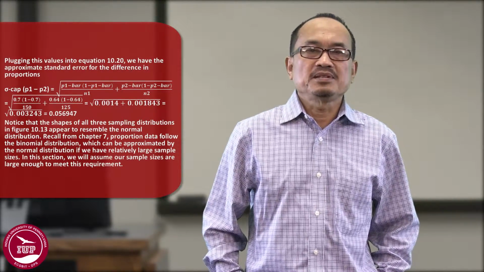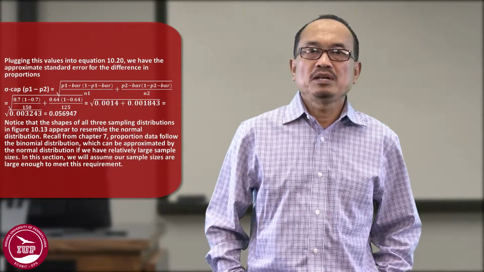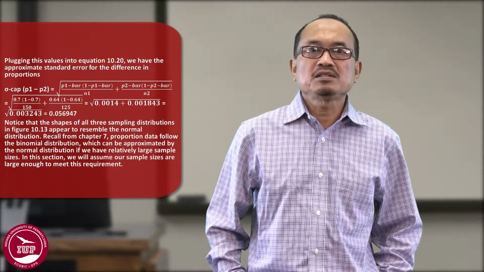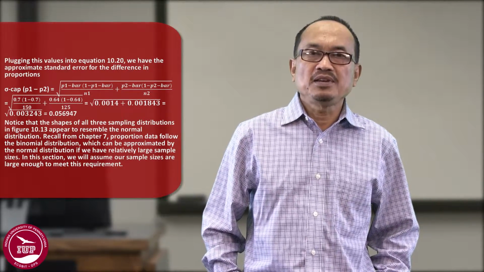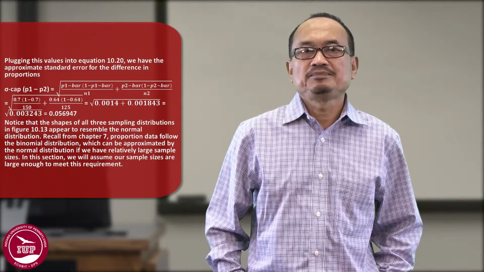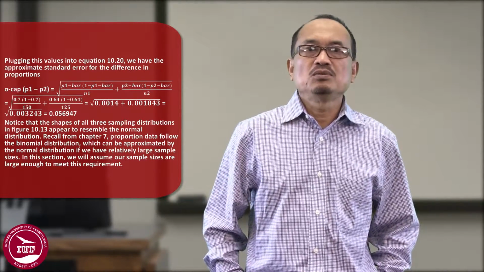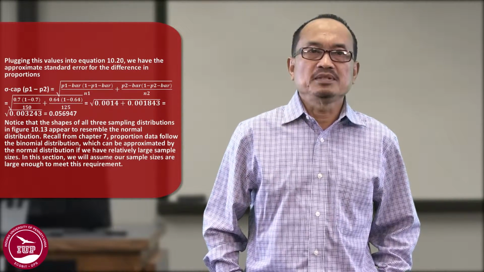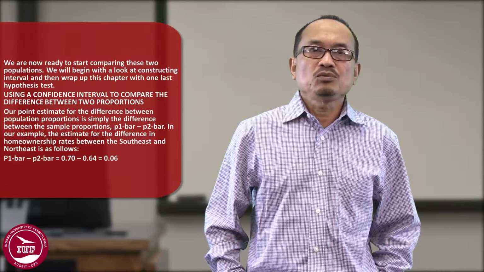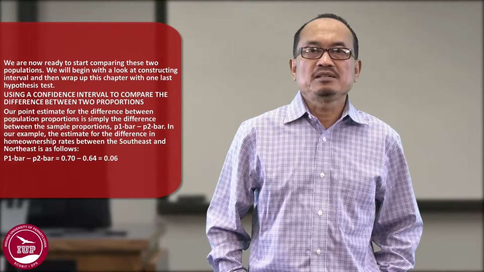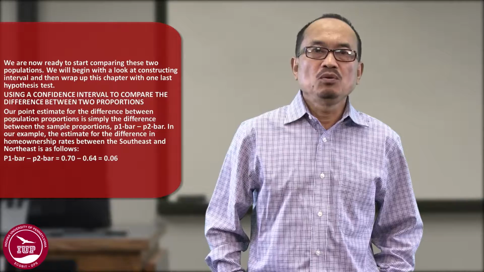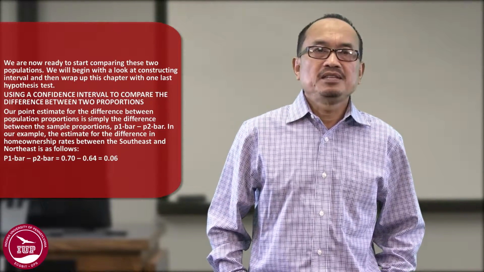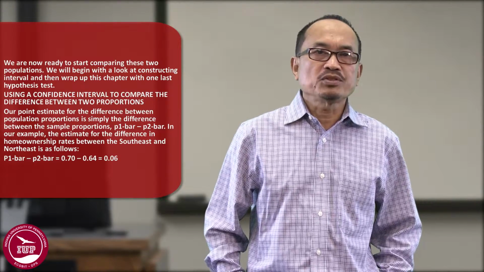Notice that the shape of all three sampling distributions in figure 10.13 appears to resemble the normal distribution. Recall from chapter 7, proportion data follow the binomial distribution, which can be approximated by the normal distribution if we have a relatively large sample size. In this section, we will assume our sample sizes are large enough to meet this requirement. We are now ready to start comparing these two populations. We will begin with a look at constructing intervals and then wrap up this chapter with one last hypothesis test.